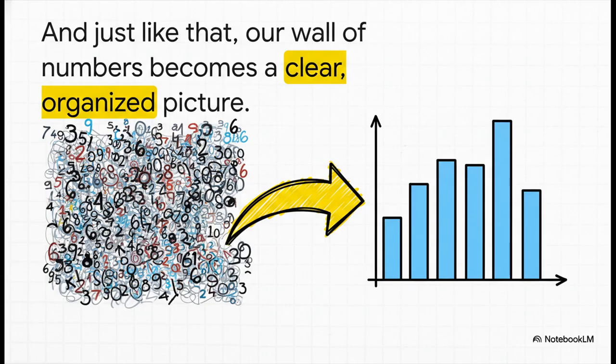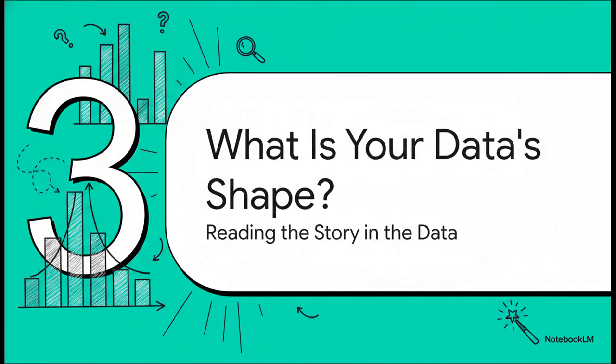We've gone from a totally unreadable list to a crystal clear chart. You can immediately see the story. Most of the players are clustered between 66 and 70 inches tall. That's the insight that was hiding in plain sight. But you know, just making the histogram, that's only half the story.